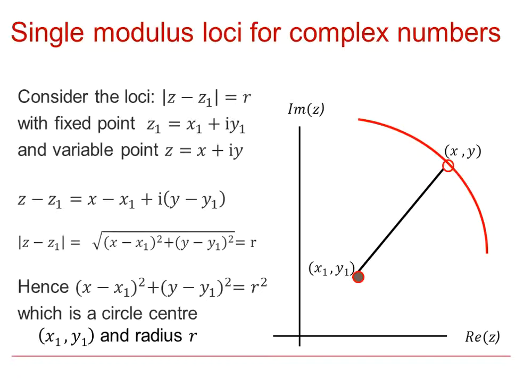We can show this mathematically by considering z minus z1, which would equal x minus x1 plus i(y minus y1). Thus the modulus of z minus z1 equals the square root of (x minus x1) squared plus (y minus y1) squared, and this will equal r. Hence, if we square both sides, we get an equation of the form (x minus x1) squared plus (y minus y1) squared equals r squared, which is of course the equation for a circle with centre (x1, y1) and radius r. In this Argand diagram, you can see that an arc portion of the circumference of that circle has been drawn.